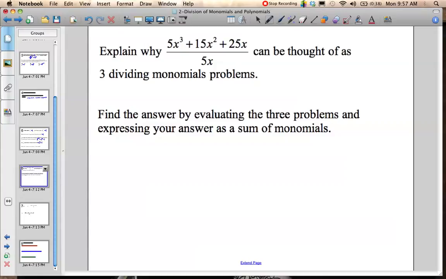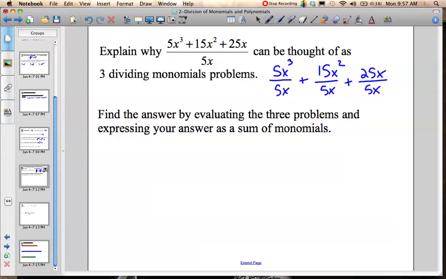Okay. Oh no, we have a polynomial on top. We got 3 different terms. But how come 5x to the third plus 15x squared plus 25x, all that divided by 5x, can be thought of as 3 dividing monomial problems? Well, isn't it just like 5x to the third over 5x plus 15x squared over 5x plus 25x over 5x? Isn't it just those 3 together? So now let's evaluate those 3 problems.